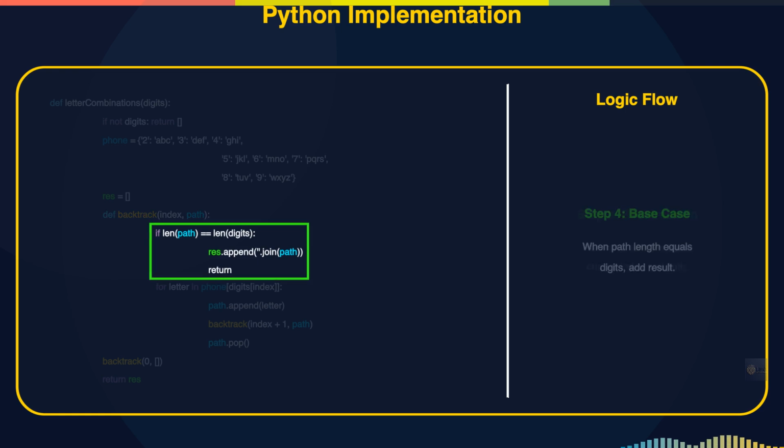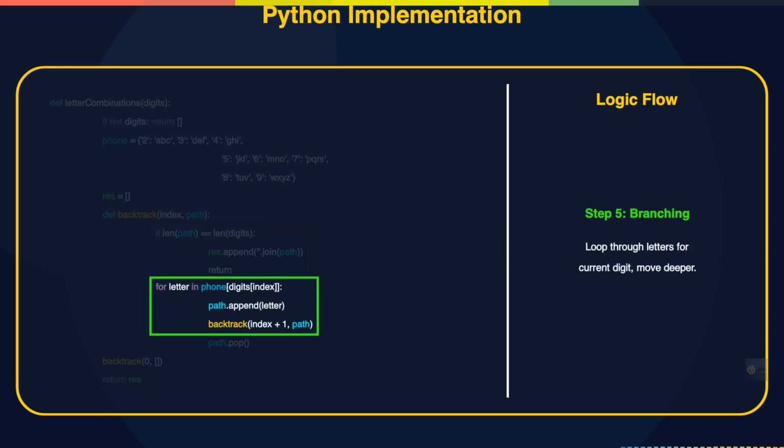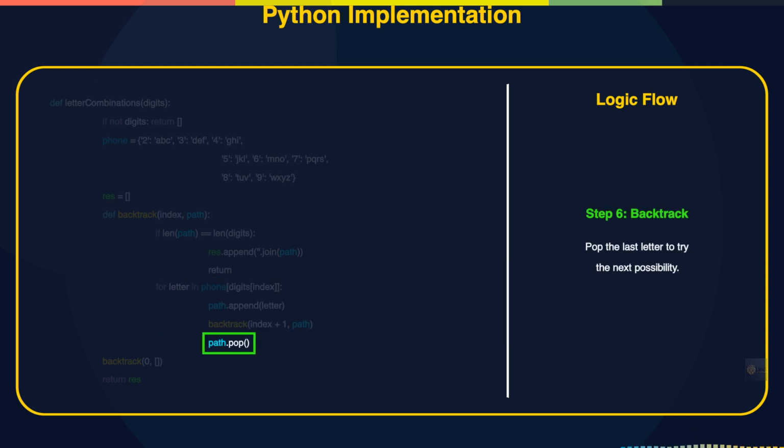If the length of our path matches the length of the input digits, we have a complete combination. We join the letters into a string and add it to our result list. Otherwise, we get the letters for the current digit. We loop through each letter, add it to our path, and recursively call backtrack for the next index. Crucially, after the recursive call, we pop the last letter from our path. This is the backtracking step that allows us to try the next letter in the loop.